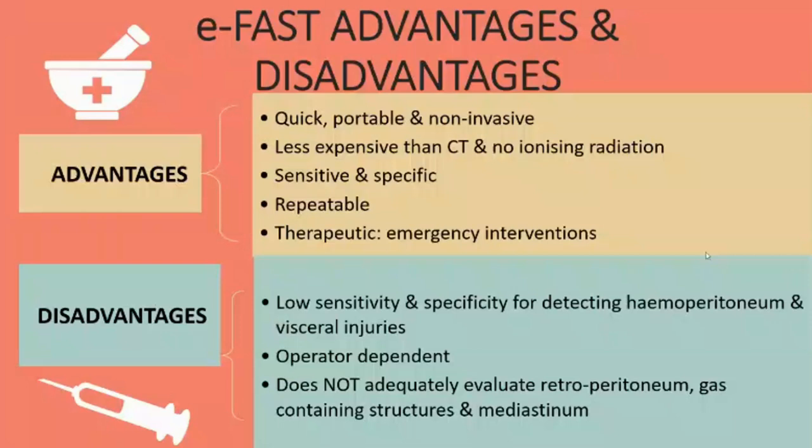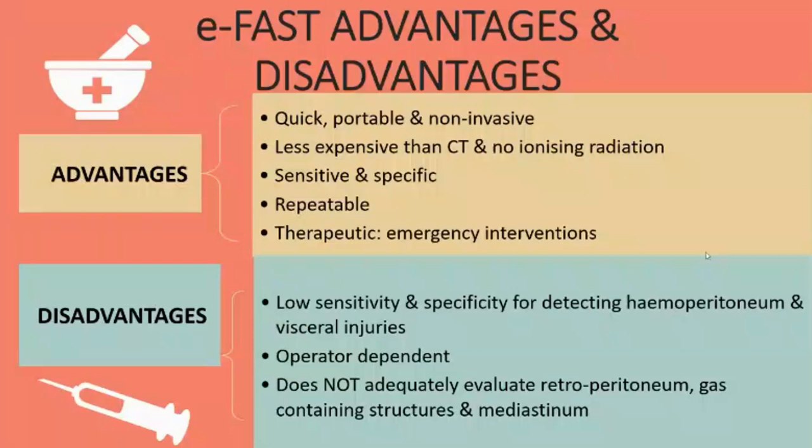So junior staff that haven't used the ultrasound probe too much may not pick up free fluid as well as your more senior staff, and it does not adequately evaluate retroperitoneal bleeds, gas-containing structures, and the mediastinum.